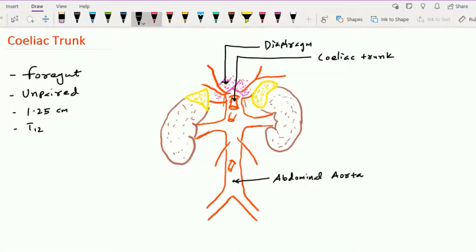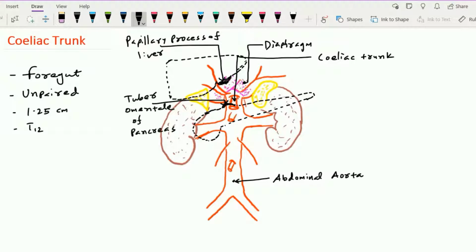This celiac trunk is sandwiched between the tuber omentale of the pancreas, which is situated at the upper border of the pancreas, and the papillary process of the liver. So here we can appreciate that this is the outline of the pancreas, and here this is the outline of the liver, and here this is the papillary process. This celiac trunk is surrounded by numerous nerves of the celiac plexus.